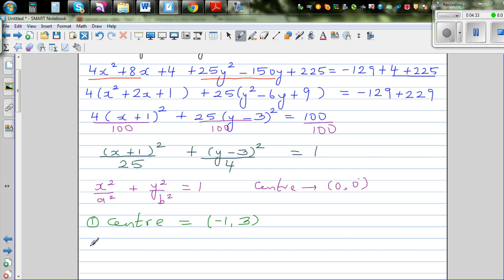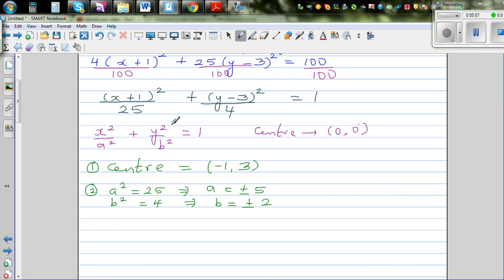Okay, so the next thing that you need to find is the major radius. We can see here a squared is equal to 25, which implies a is equal to plus or minus 5. And b squared is 4, which implies b is equal to plus or minus 2, sorry. From this you can determine the 4 vertices.